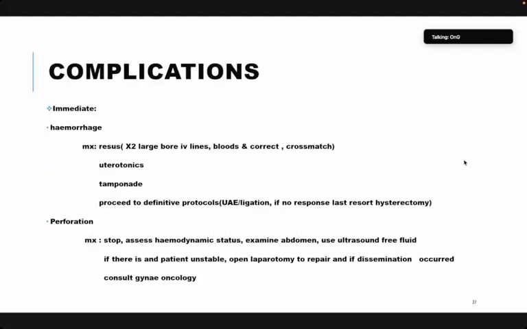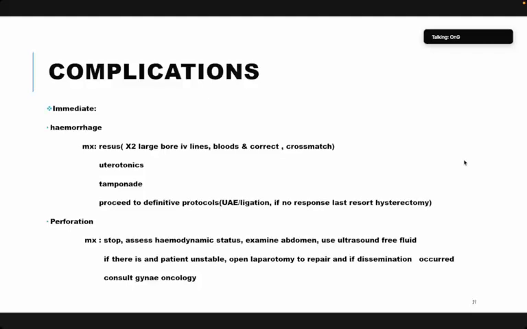Now, I didn't go deeper into all the complications that you get following suction curettage, but these are some of the immediate complications that you may get, which is hemorrhage and perforation. So if the patient is bleeding, you need to resuscitate the patient thoroughly, give uterotonics. You can put a tamponade after you've ensured that there's complete evacuation, but if they are bleeding beyond the tamponade, then you proceed to definitive management where you open and you can do uterine artery embolization or ligation, and the last resort will be your hysterectomy.